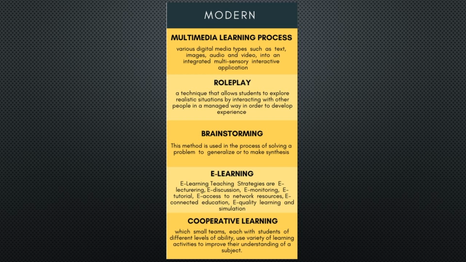And the last point for the modern method of teaching Islamic education is cooperative learning, which is small teams, each with students of different levels of ability. We as teachers need to use a variety of learning activities to improve their understanding of the Islamic education subject. Now we continue with the comparison of modern and traditional methods of teaching Islamic education.